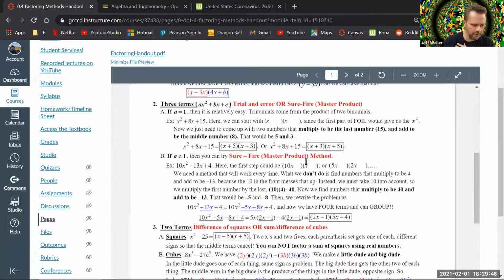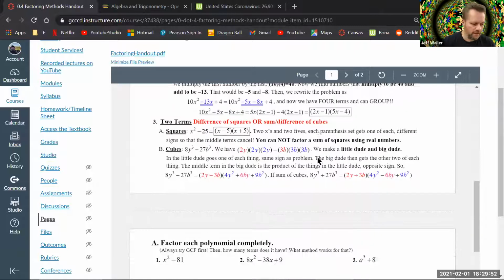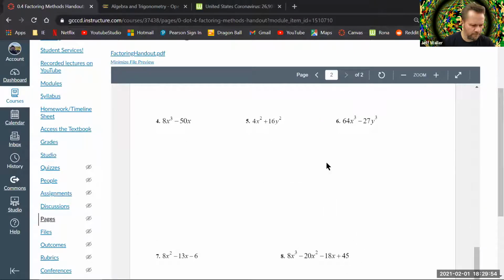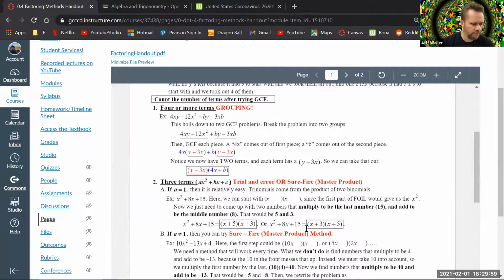Grouping, what I call the surefire method, difference of squares, difference and sum of cubes, all that kind of stuff, remember? And then I have this if you want to practice some stuff and show me your work, it's fine, but it's up to you. So that's really not an assignment. It's just a reference that you can use.